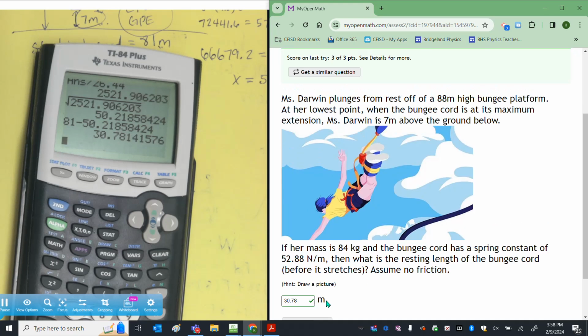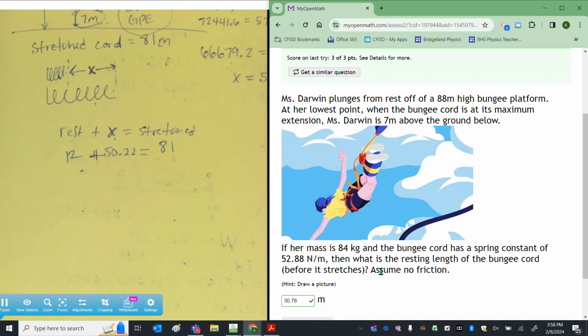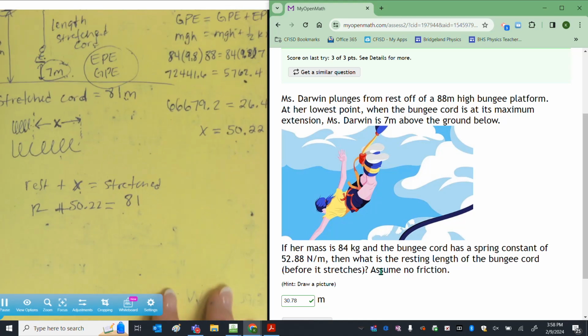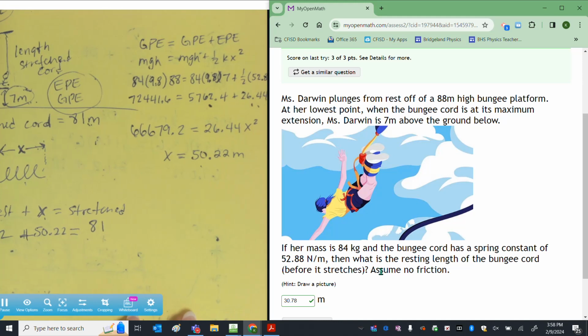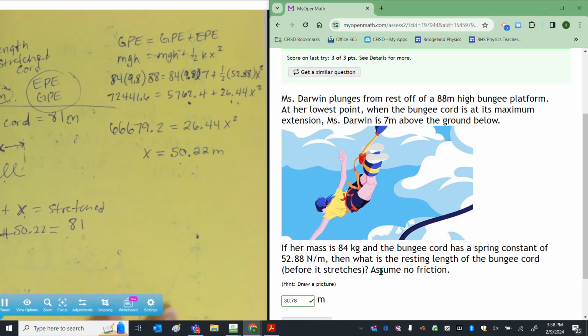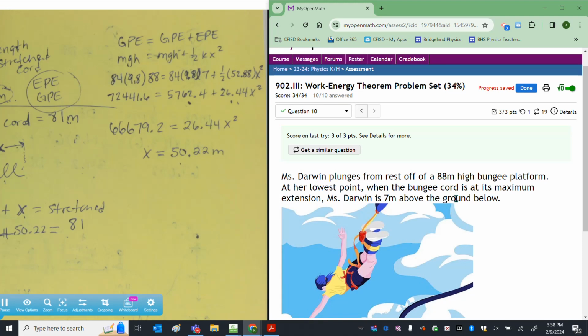Okay, you have to think through it. Draw a picture if you need to, but you have to be able to reason through it. And you do need to understand what the values mean when you're talking about springs, or elastic bands in this case. All right, so hopefully that helps with this assignment 902.3. If you still have questions, please make sure that you're coming in for tutorials.